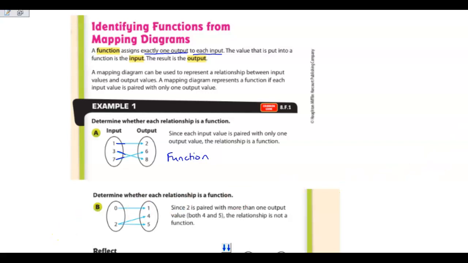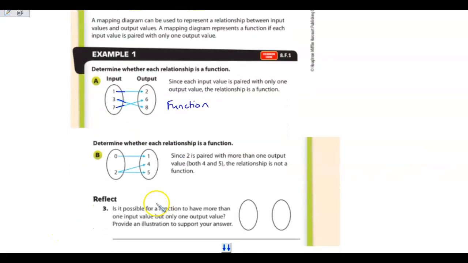When I look at the one below it for B, this is my input, and this is my output. I see that 0 has 1, but 2 has 2 lines leading off of it. There are 2 different outputs that work with the number 2. Because of this, this is not a function.